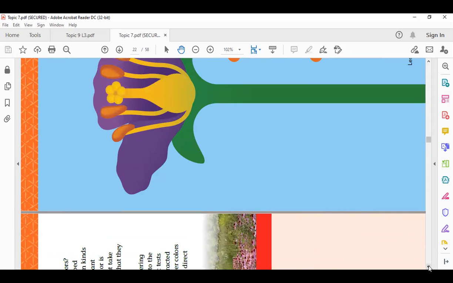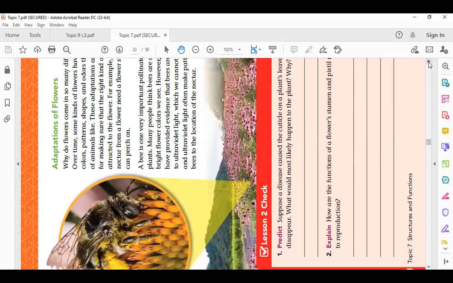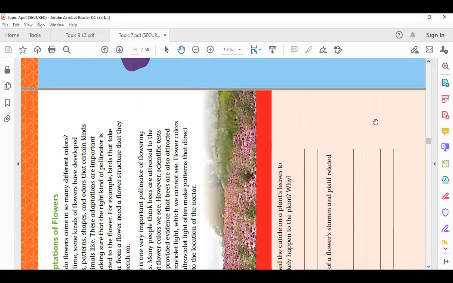Anyway, the last page is talking about adaptations.